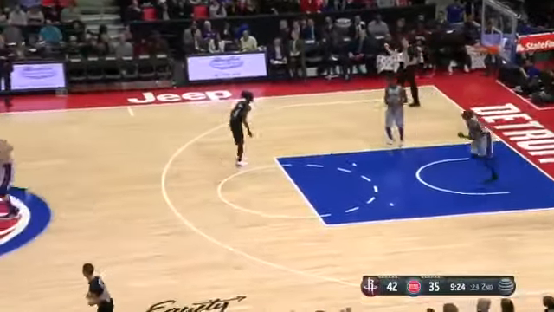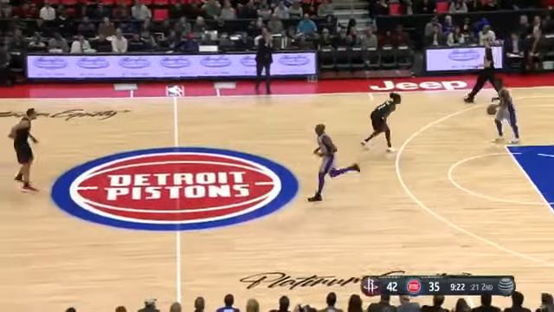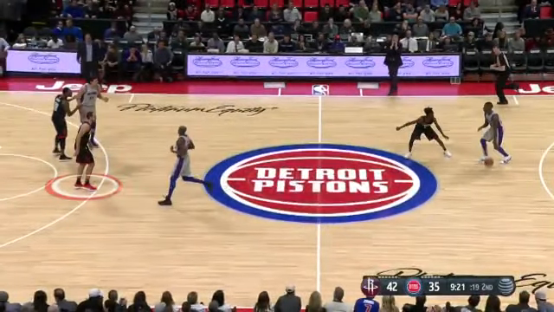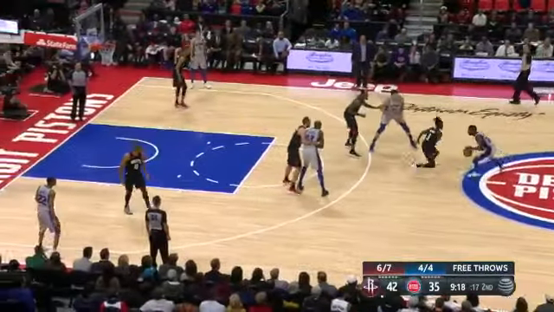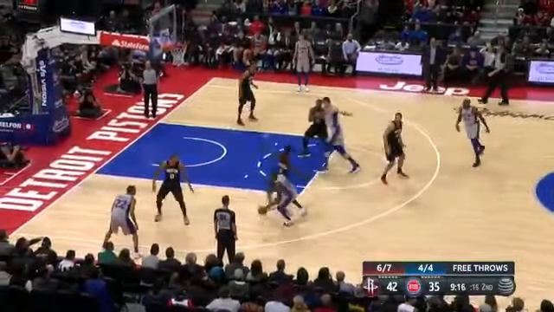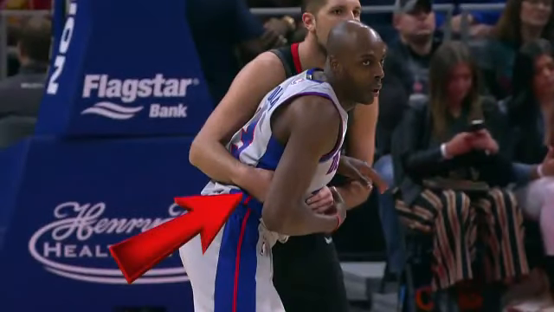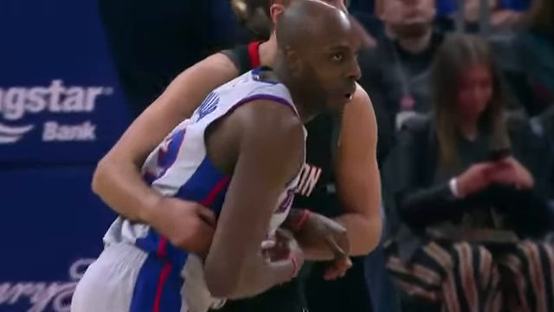A point of emphasis with the officials this season will be to call wraps by defensive players, even when the offensive player is stationary. Here we will see the defender, Ryan Anderson, wrap his right arm around the waist of his stationary opponent, Anthony Tolliver. This type of arm wrap is illegal and will be called consistently by officials this season.